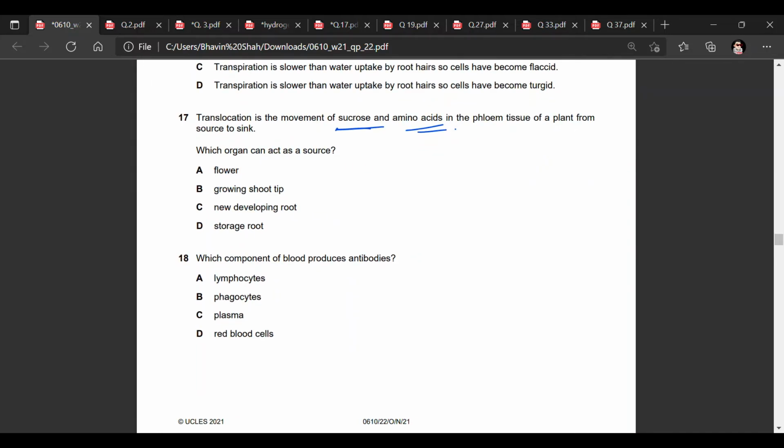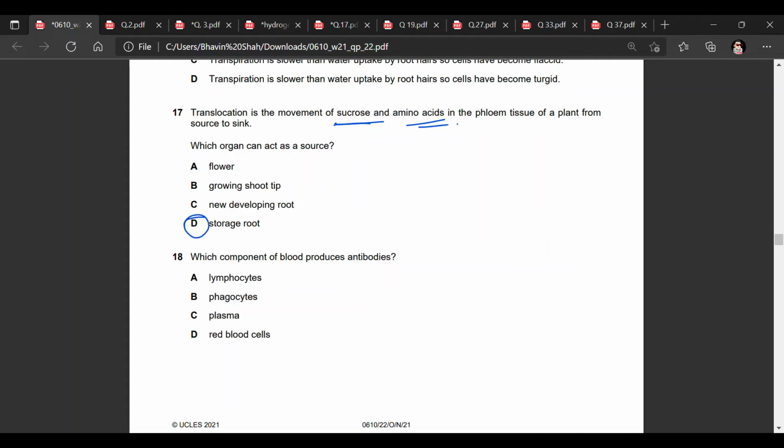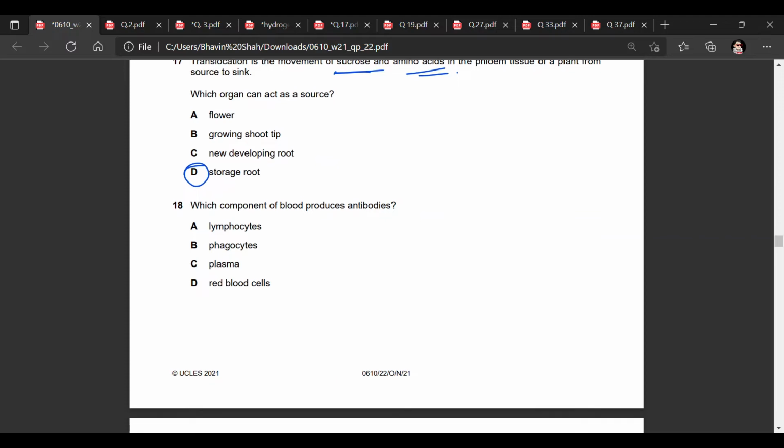Which organ acts as a source? So here we are looking at the answer is D, which is your storage root. Okay.